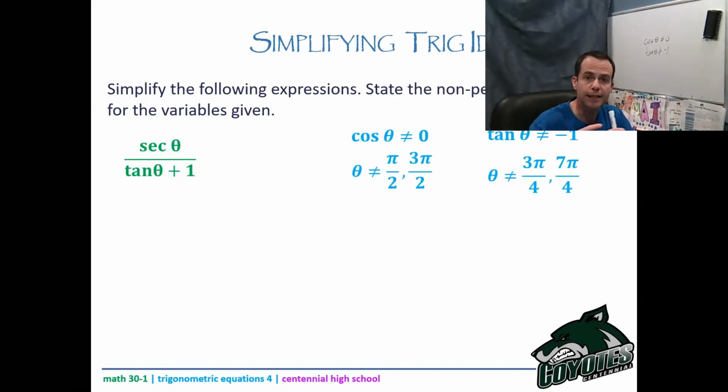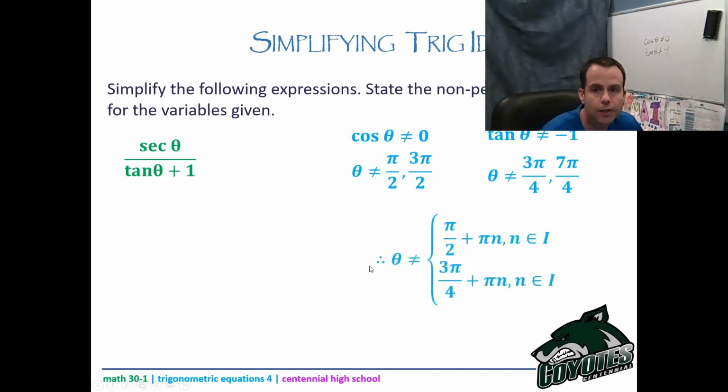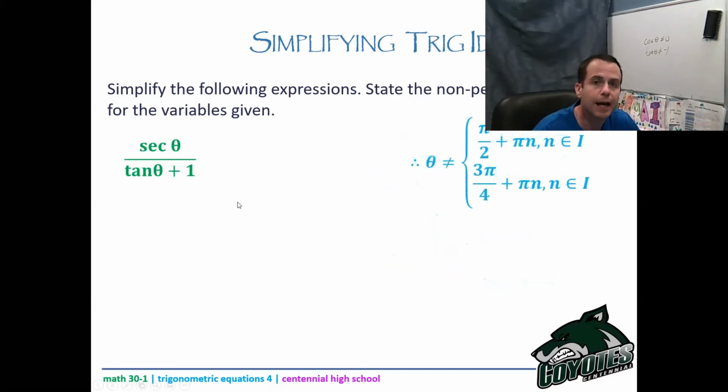Now, I have to put that together into a general statement. These are two different general statements I would make here. So I would say that theta can't equal pi over 2 plus pi n. That takes care of this guy. And 3 pi over 4 plus pi n, that takes care of this guy here. Okay, so those are my NPVs that I have to state. Those are my restrictions. Now I'm going to get on to solving the problem.